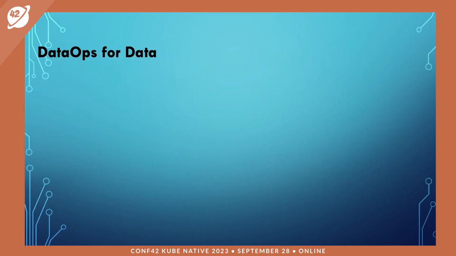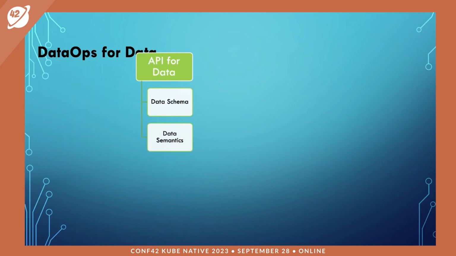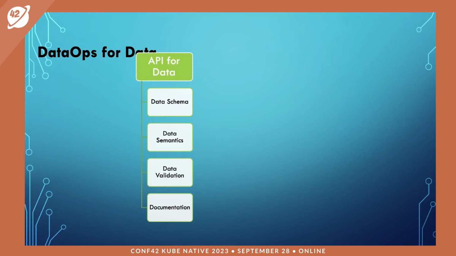In summary, what do we think about DevOps for data? Well, one aspect is API for data. API for data means we need data schema, we need data semantics defined, we need some kind of validations and documentation so that people can explore the data. They need to be able to access it easily, find out where it is, explore it. It needs to be as well documented as any normal API.